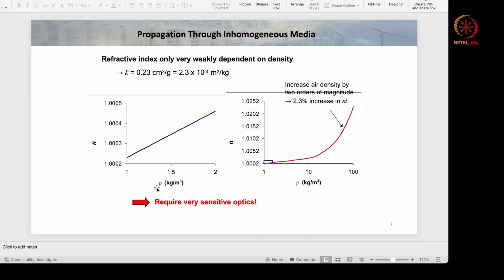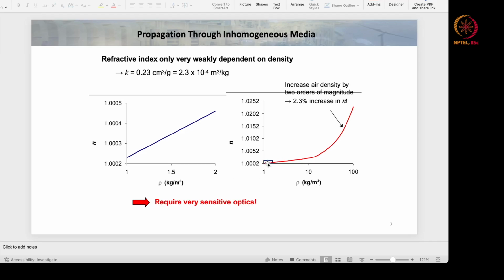That means here you can see that the density increases from 1 to 2, and the refractive index hardly shows any increase. It goes to about, say, 1.004 from about 1.0029 something or 22 something. So this is a very minuscule increase in the refractive index for a 2 times increase in density.